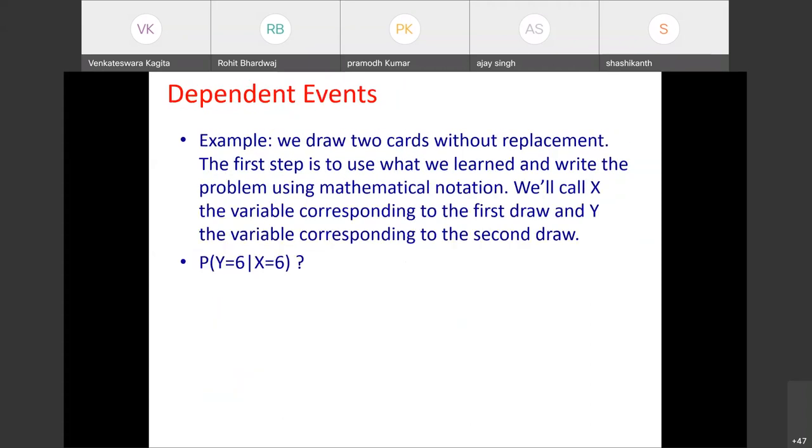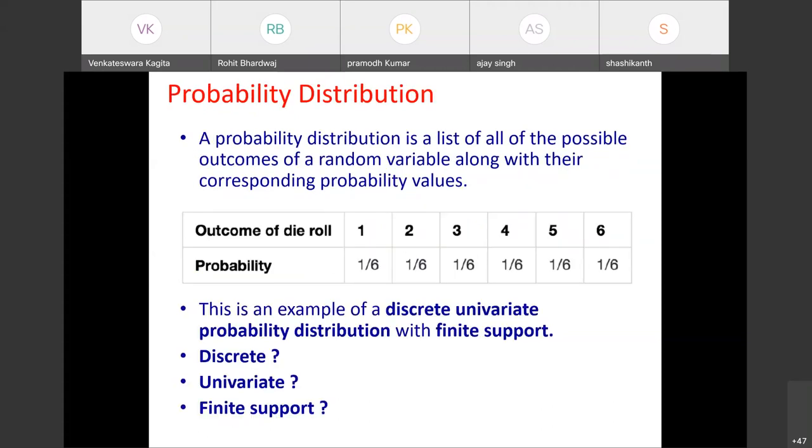So we have completed the basic probability concepts, and let's have a look at probability distributions. So what is a probability distribution? Any query? All right. The probability distribution is a list of all the possible outcomes of a random variable along with their corresponding probability values. How the different probabilities are distributed, right?